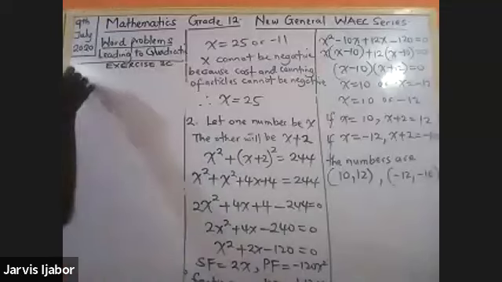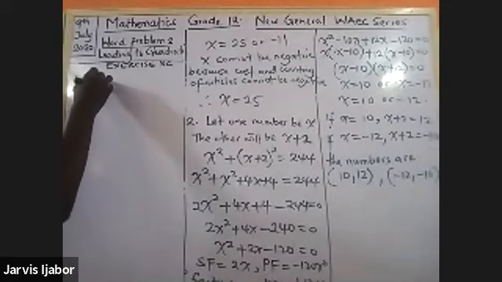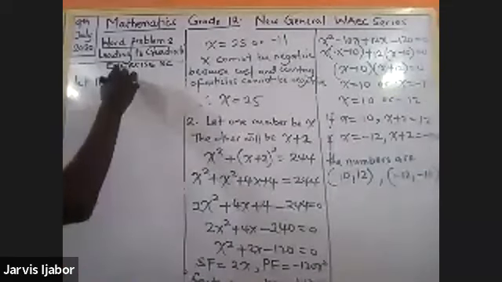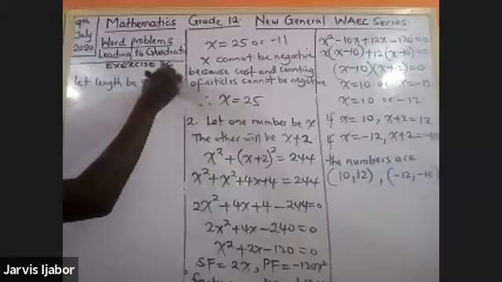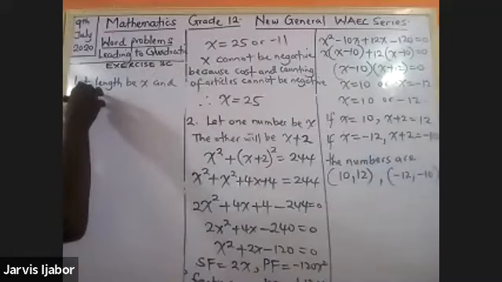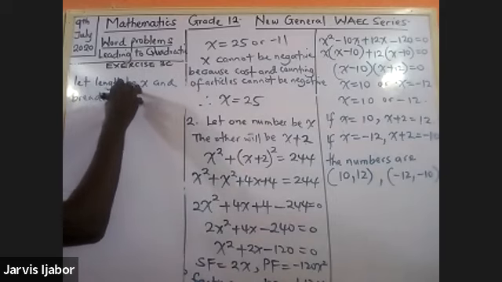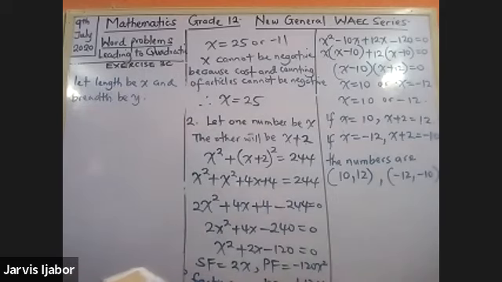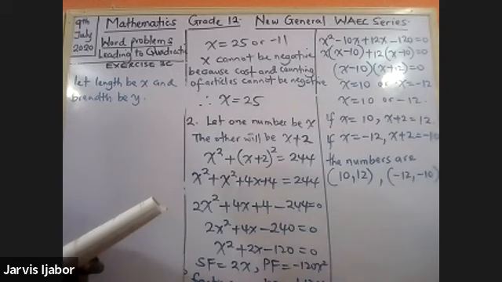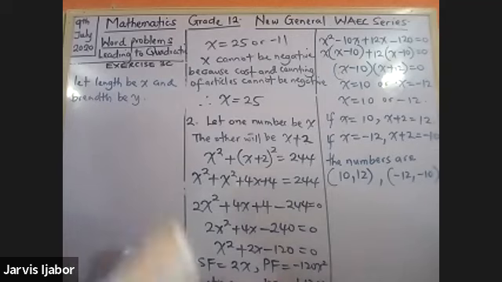So let length be x and breadth be y. What does the question say? A rectangular farm is 1 hectare in area. Its perimeter is 500 meters. Find the dimension of the farm in meters.